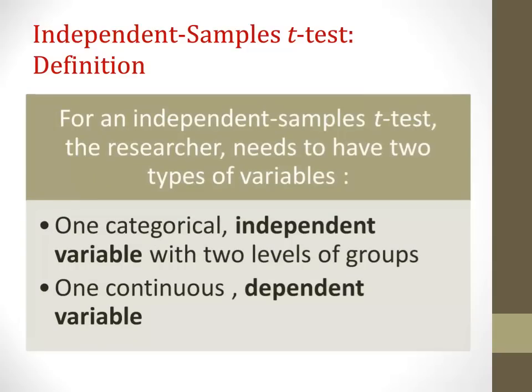For the independent samples t-test, the researcher needs to have two types of variables. First, he or she needs to have one categorical independent variable with two levels or two groups. Second, the researcher needs one dependent variable that's a continuous variable. And remember, in an independent samples t-test, different from that of a one samples t-test, the population mean and standard deviation are not known.